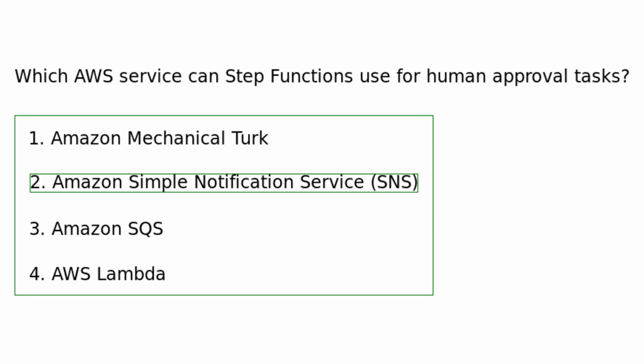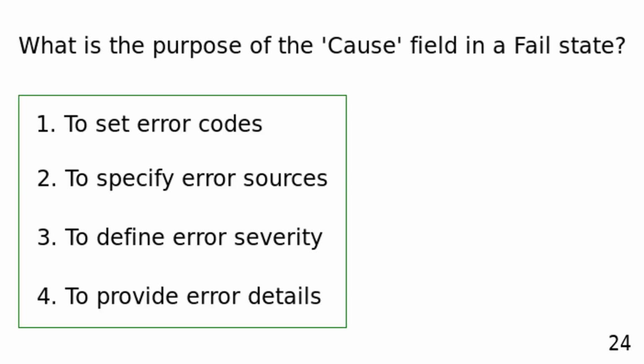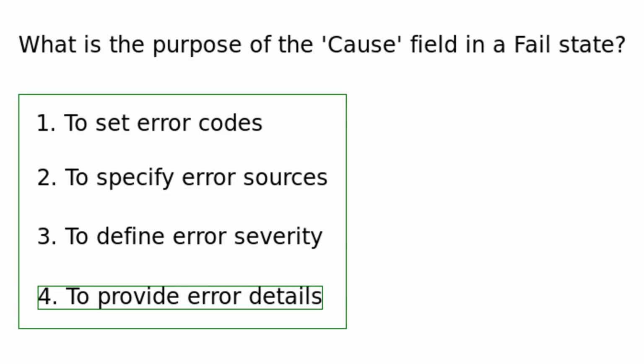What is the purpose of the cause field in a fail state? To set error codes. To specify error sources. To define error severity. To provide error details. The cause field in a fail state of AWS Step Functions allows you to provide human-readable error details, aiding in debugging and error tracking.